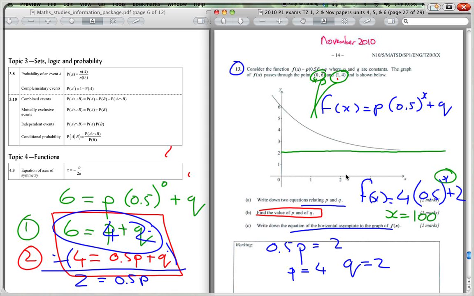So we get 4 times 0.5 to the power of, let's just say 100, put in a big number, plus 2. And you see that the answer you get for that is 2. It's getting very, very close to, actually not equal to 2, but it's just rounding down to 2. It's so close to that. So your equation for your horizontal asymptote is this line here, and that would be y is equal to 2.